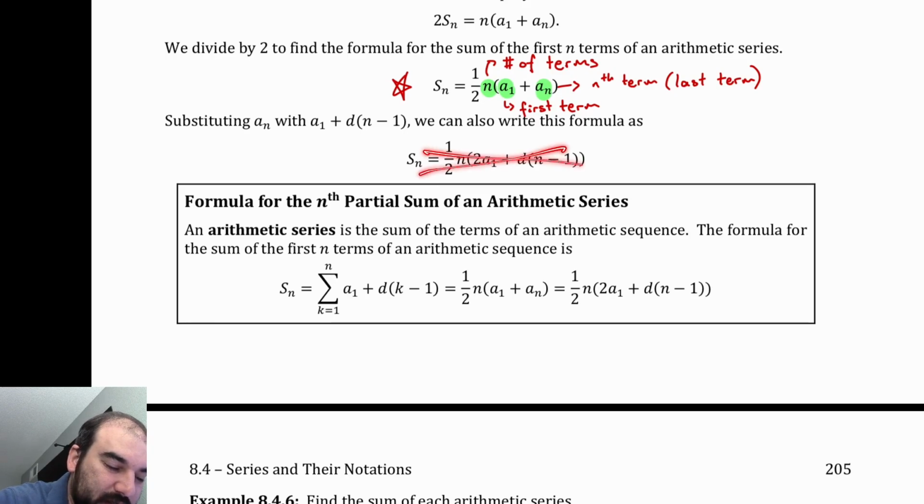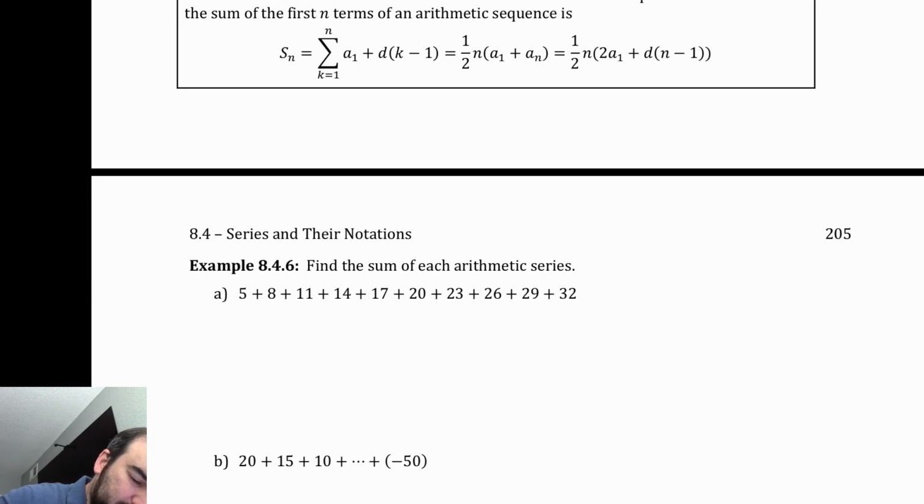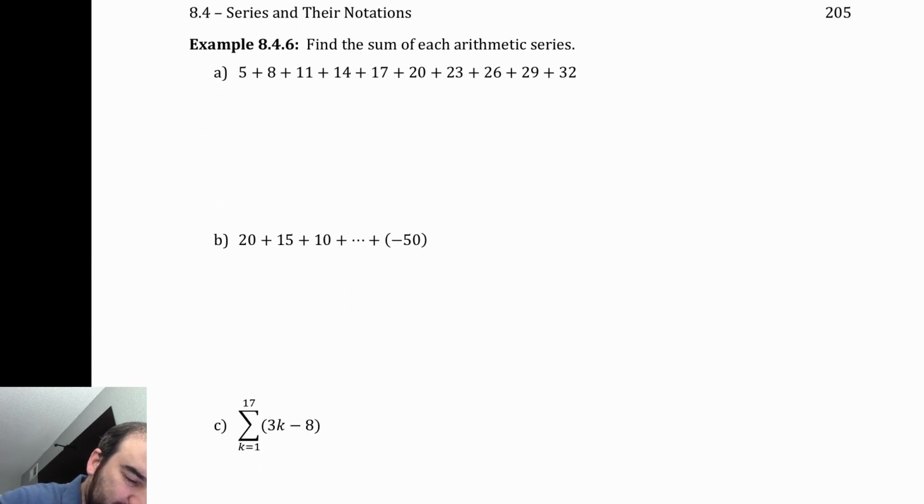So I would say you don't necessarily need to spend too much time using this formula because we can always find the last term. This formula is good if you don't know what the last term is, but we can always find it because we have an explicit formula for arithmetic sequences. So let's do a couple of examples here.